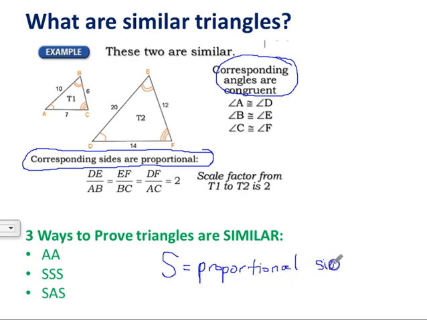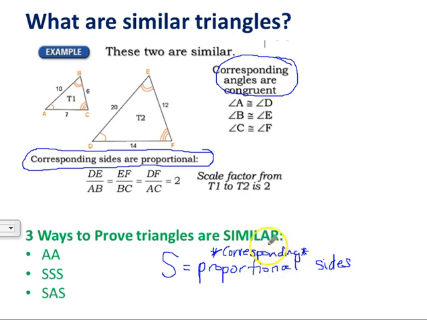So corresponding sides will be proportional. This is what I'm referring to here: the corresponding sides will be proportional. When you were proving triangles were congruent, you had to find the corresponding sides that were congruent, whereas now, when we're talking about similar, our corresponding sides will be proportional.